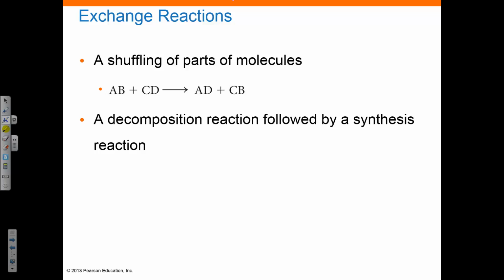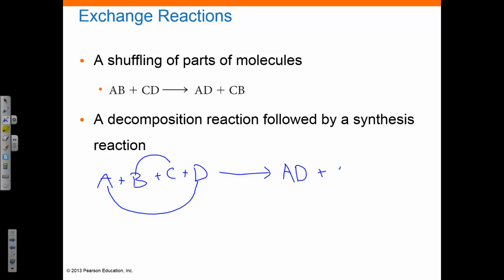In this example, the bond between A and B will break, forming its components A plus B, and the bond between C and D will break, resulting in its smaller components of C plus D in that series of decomposition reactions. The decomposition reactions will be followed by synthesis reactions, where the reactants will reshuffle to make new products. A will combine with D, and C will be combined with B to form the new products AD plus CB.